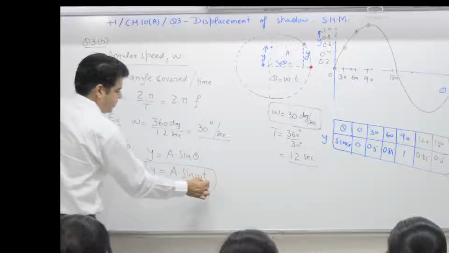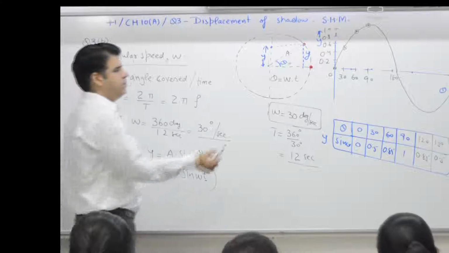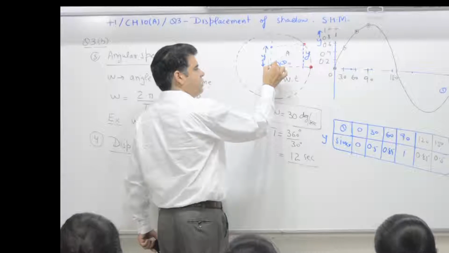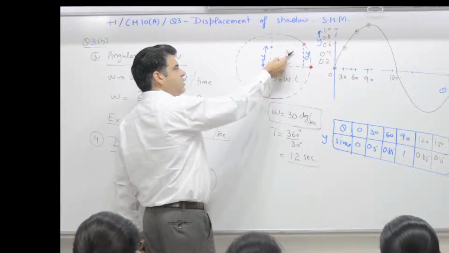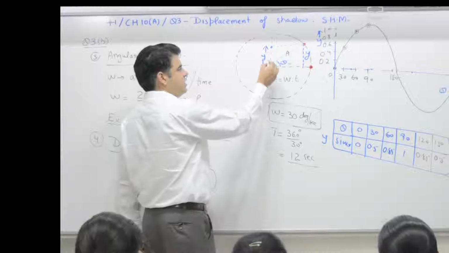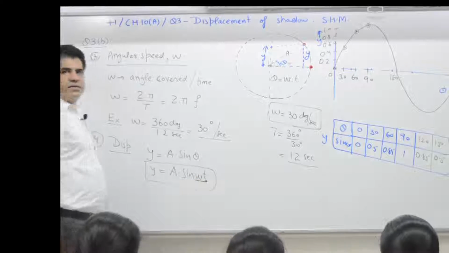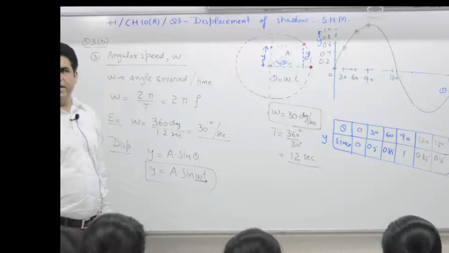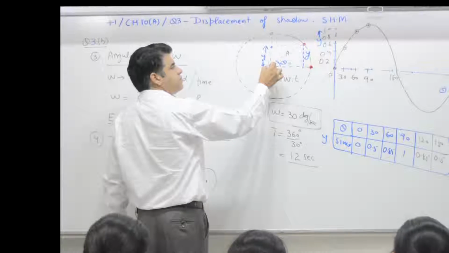When t is equal to 0, sine 0, displacement is 0, the particle or shadow is here. As the time increases, theta increases, displacement also increases. When this total angle is equal to 90 degree, then sine 90. The particle is at this position. What distance from the center? A.